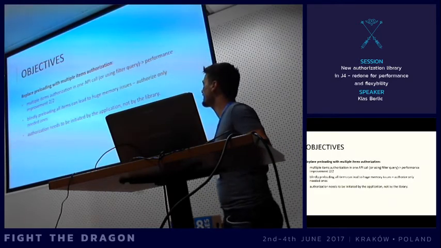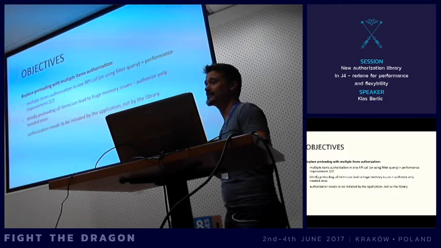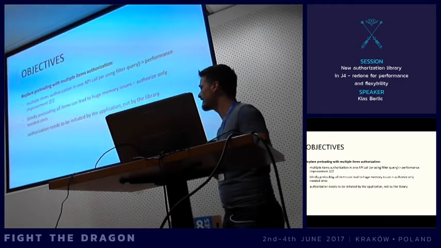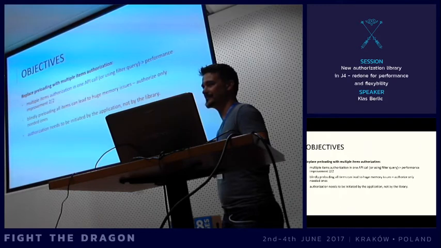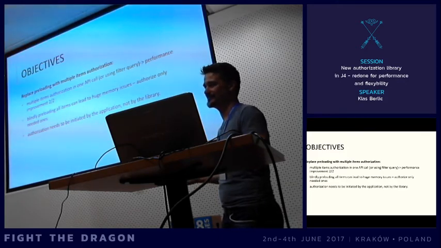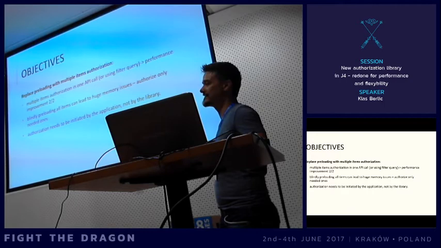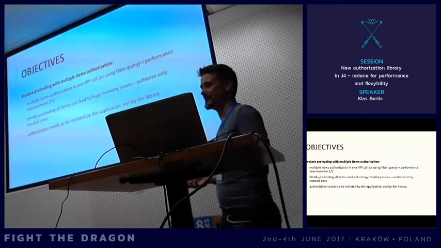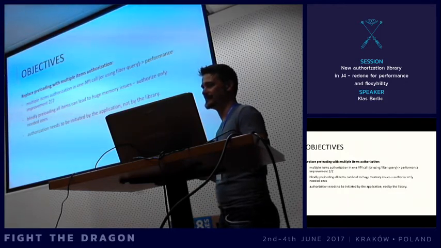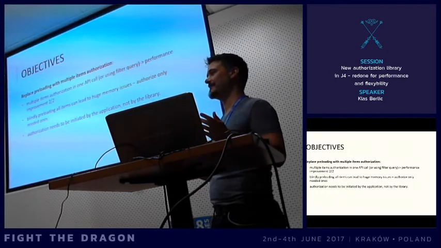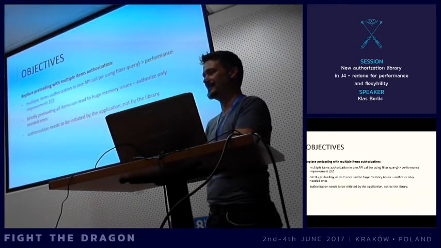Replace preloading with multiple items authorization. The current class does not allow authorization of multiple items at once. It only allows one item. That's why preloading was implemented. But imagine a million items: it will load all million items into memory, and on average you run out of memory. I don't think that's a smart strategy. So what I try to do is to serve it an array of IDs and return the authorization decisions for those IDs, not the whole table. Because normally you just need 100 items out of a million.